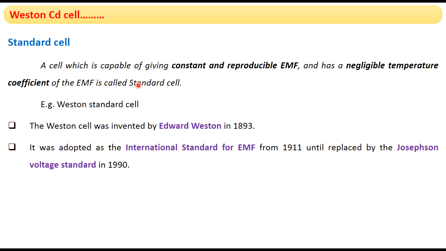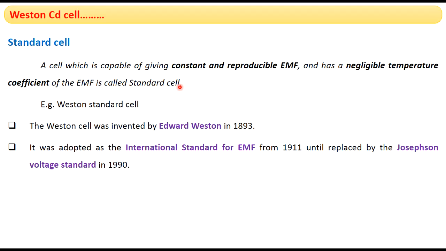A cell to act as a standard cell should satisfy three conditions. The first condition: the cell should produce a constant EMF all the time while using it. The second condition: the cell should produce a reproducible EMF. While we use the cell many times under identical conditions, it should produce the same EMF.